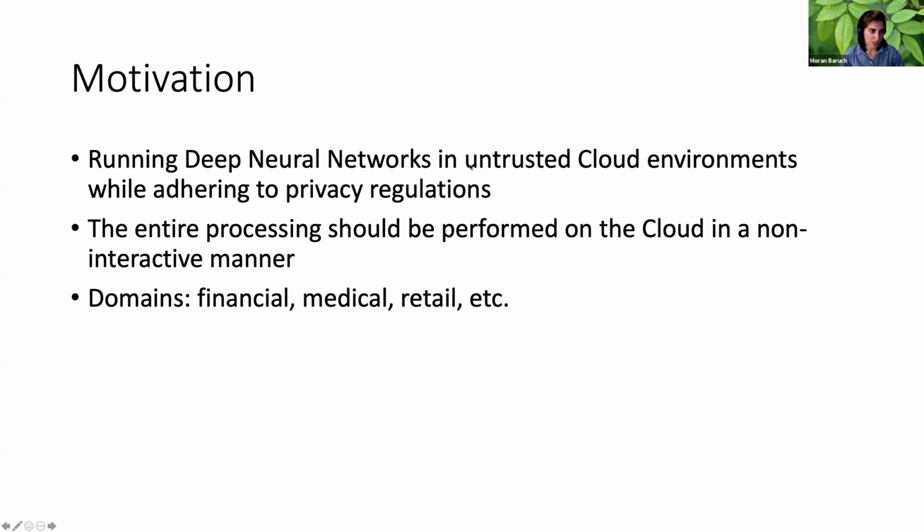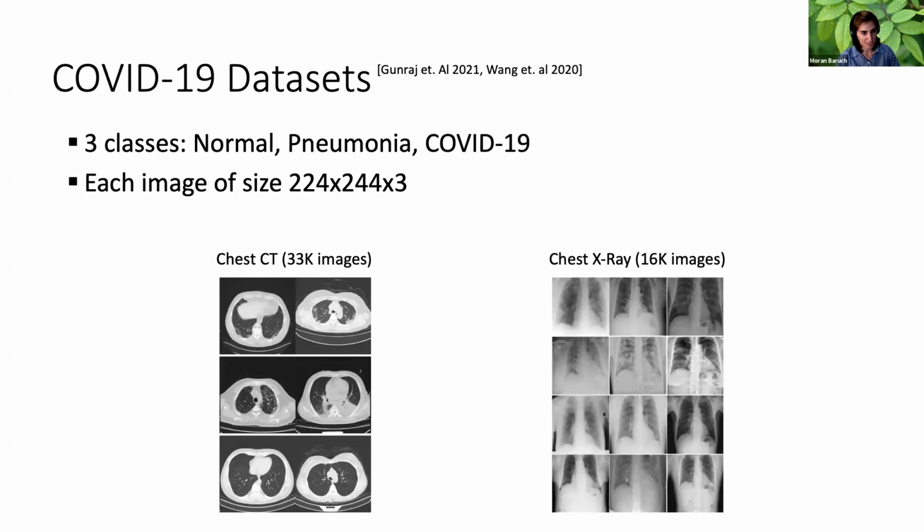Our motivation is to run deep neural networks in untrusted cloud environments in a non-interactive manner. It's crucial for many domains, and we will specifically talk about COVID-19 datasets. Here we have two datasets, one for chest CT and the second for chest X-ray. Our goal is to classify these images into one of three cases: normal, pneumonia, or COVID-19.